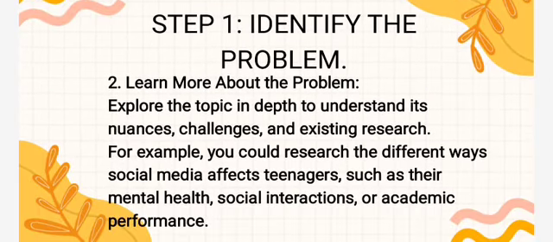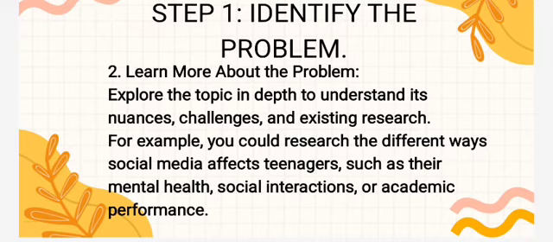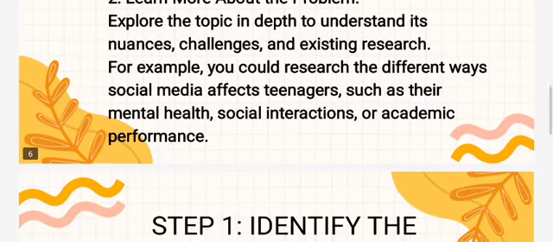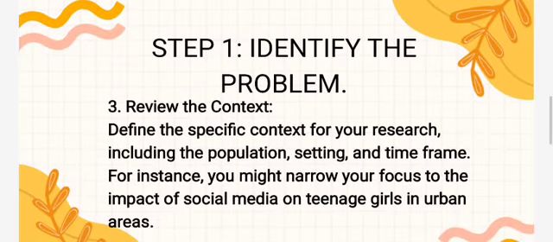Next step is to learn more about the problem. So explore the topic in depth to understand its nuances and challenges and existing research. For example, you could research the different ways social media affects teenagers, such as their mental health, social interactions and academic performance. So this is the second step where we are going to learn more about the topic in detail. We will search more about it.